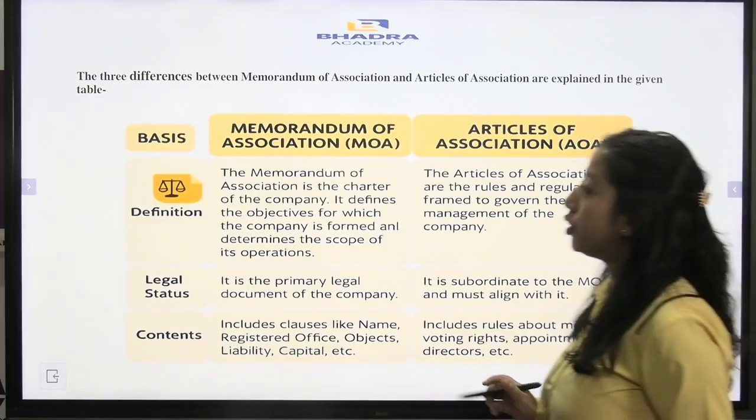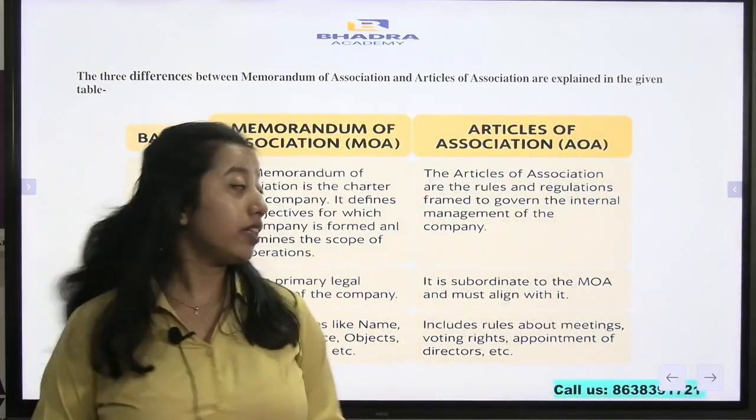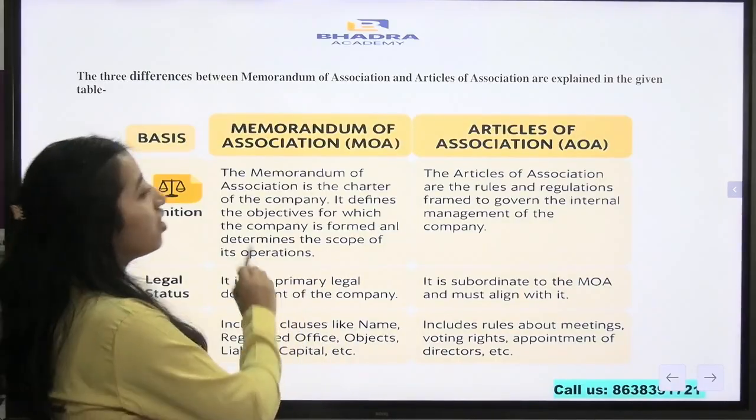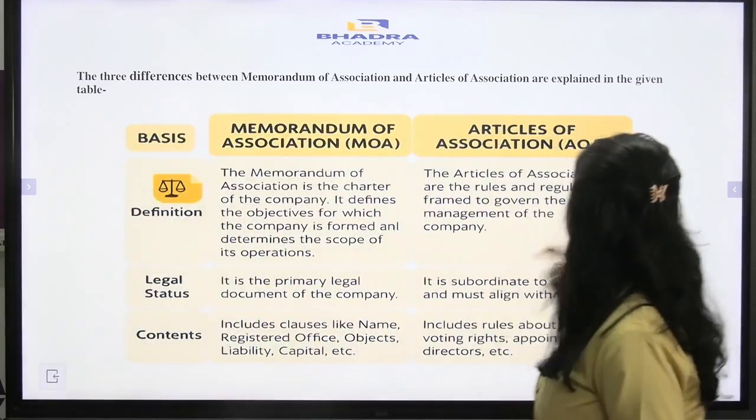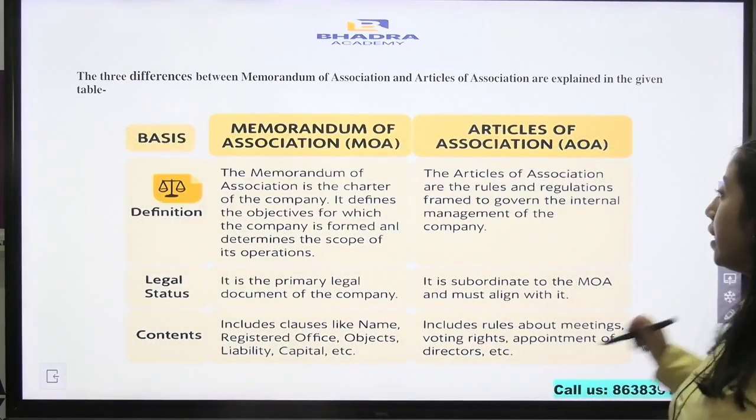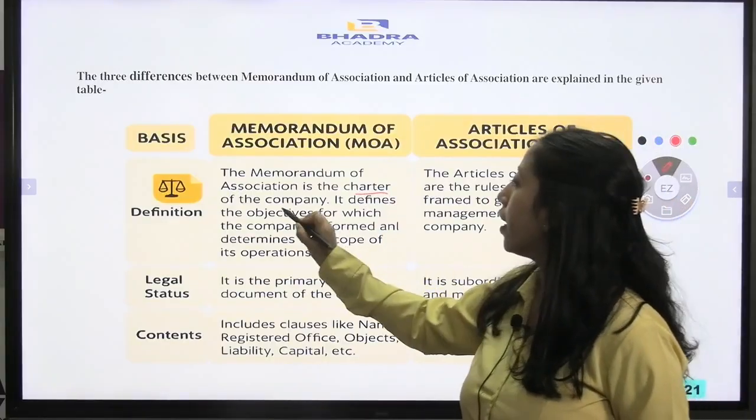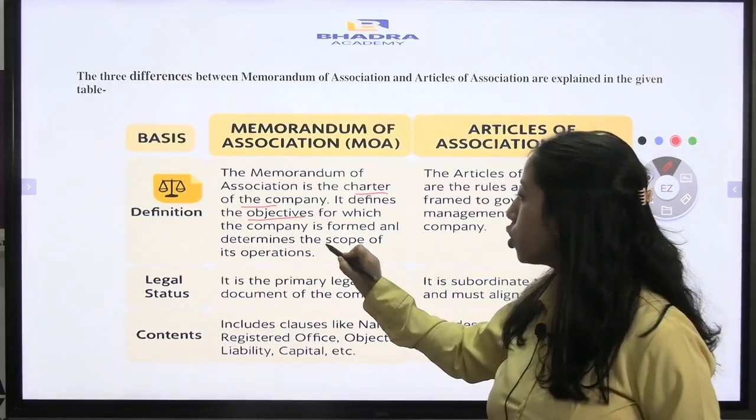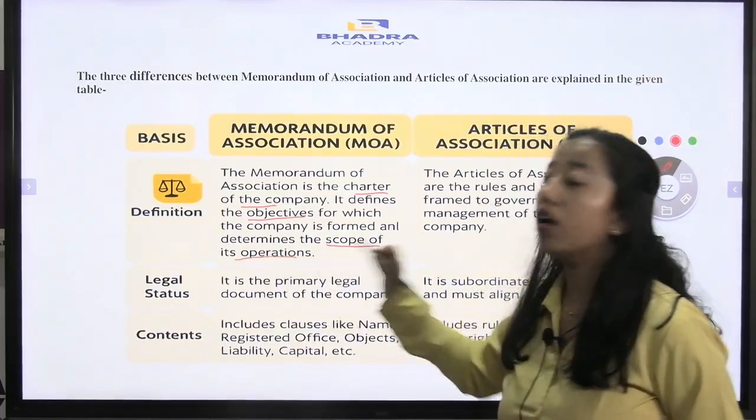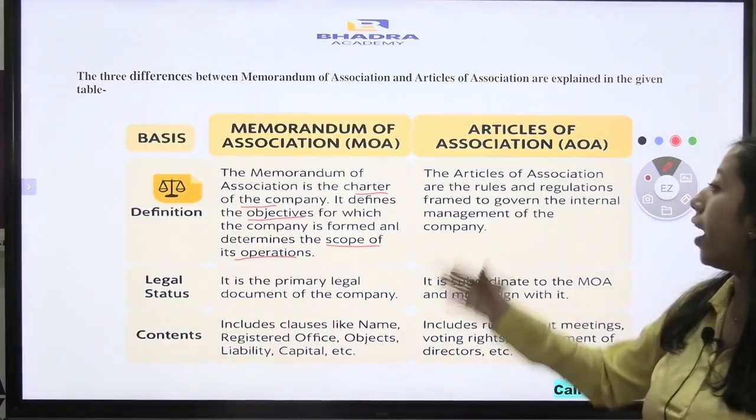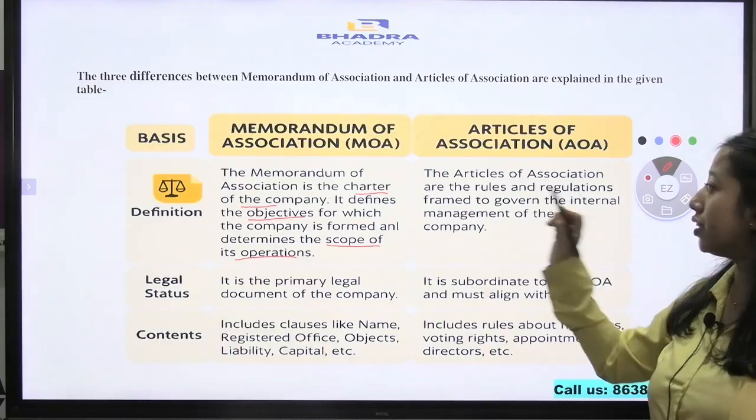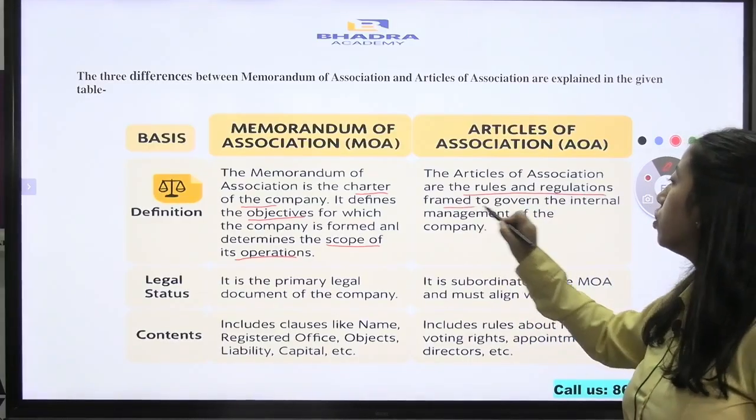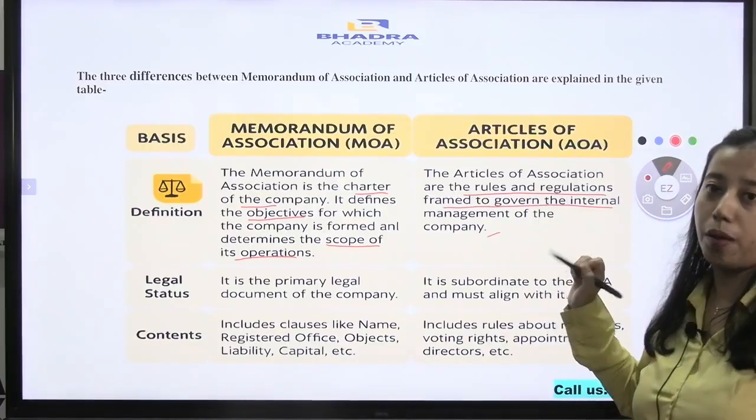The differences between the two are that Memorandum of Association by definition is a charter of the company. It defines the objectives and the scope of operations of the company. And the definition of Articles of Association is that it is a document that gives the rules and regulations frame to govern the internal management of the company.